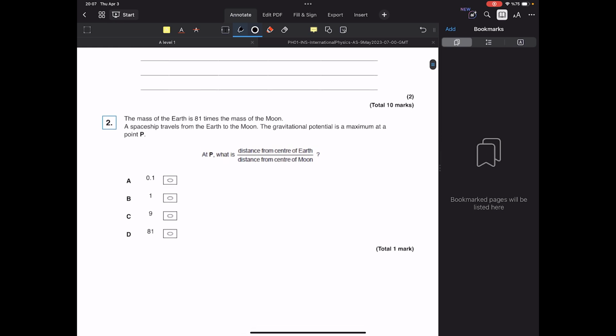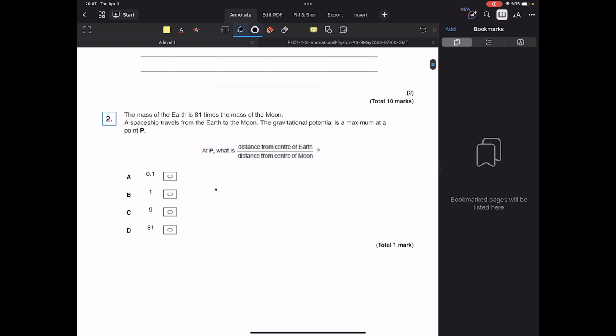Here we have the moon and the earth, where the earth has a mass of 81 times that of the moon. And we're asked to find at which point the gravitational potential is maximum. So let this be the moon with mass m, and let this be the earth with mass 81m. There's going to be some point P between them that has the maximum gravitational potential. And we want to find the ratio between this distance and this distance.